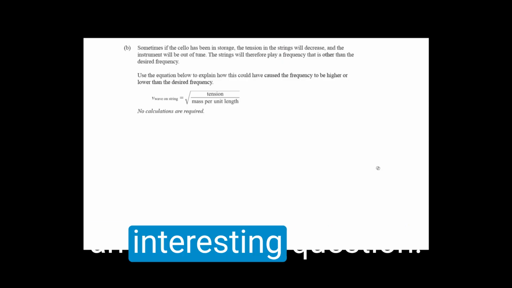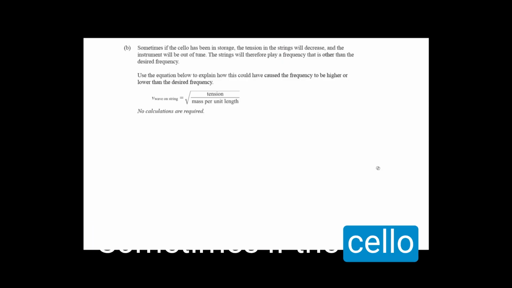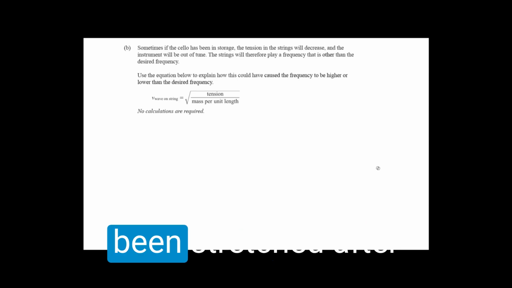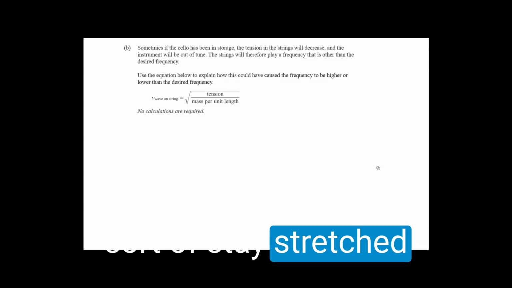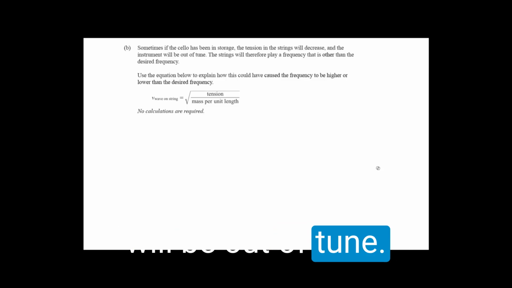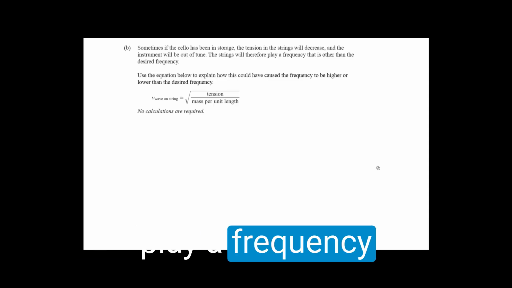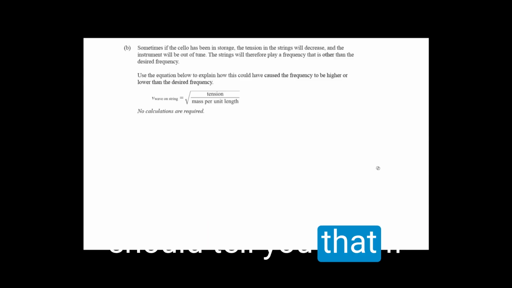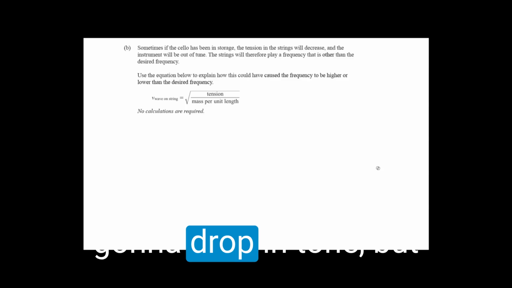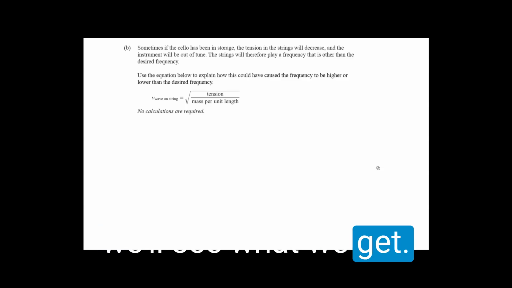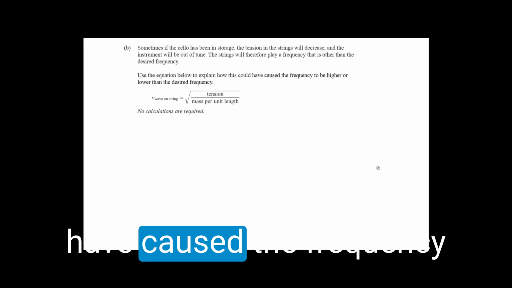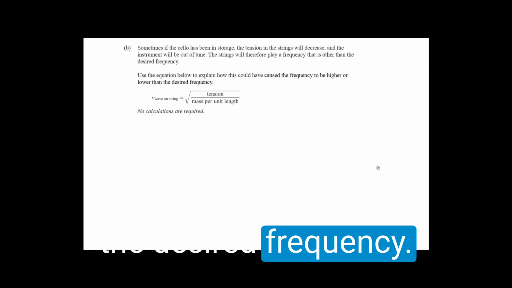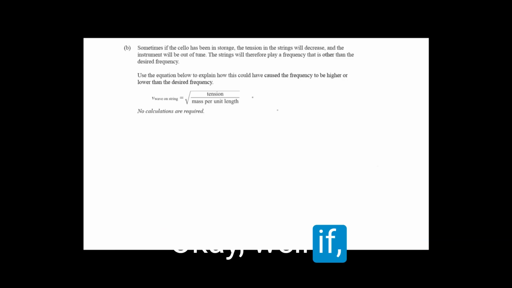The next one is quite an interesting question. Sometimes if the cello has been in storage, the tension in the strings will decrease. Think of things that have been stretched, after a while they're going to stay stretched. And the instrument will be out of tune. The strings will therefore play a frequency other than the desired frequency. Your common sense should tell you that if the tension goes, it's going to drop in tone, but we'll see what we get. Use the equation below to explain how this could have caused the frequency to be higher or lower than the desired frequency.